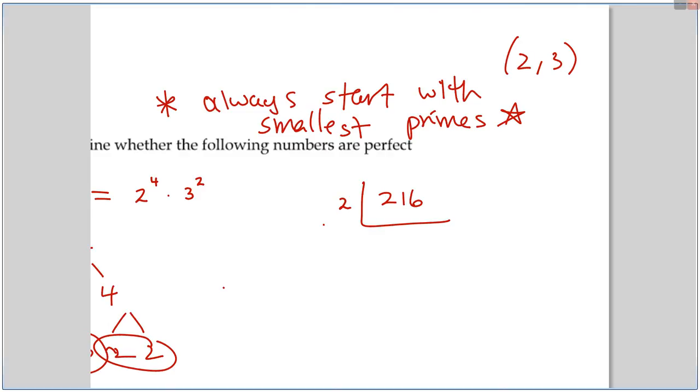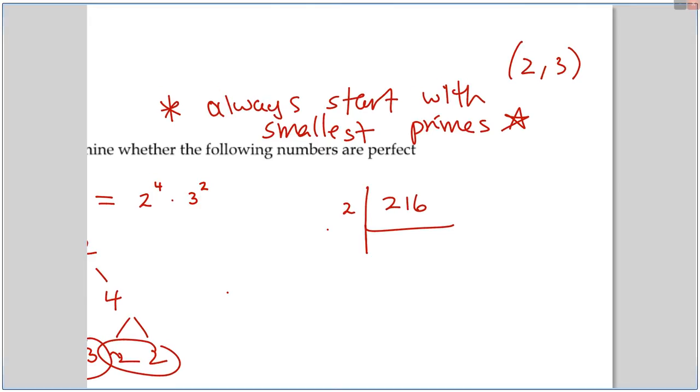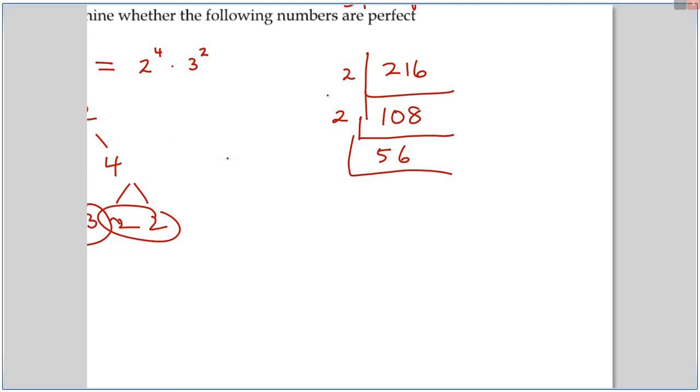Put 2 on the side. Divide by 2. What's the next number you get? 108. That's also even. Keep dividing by 2. Then you get 54.